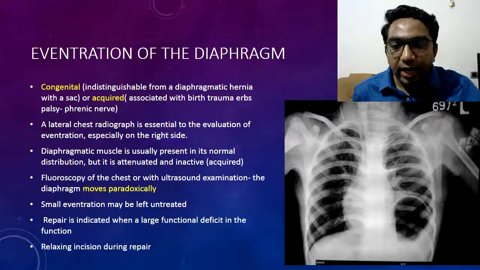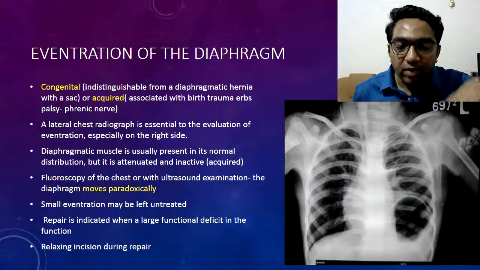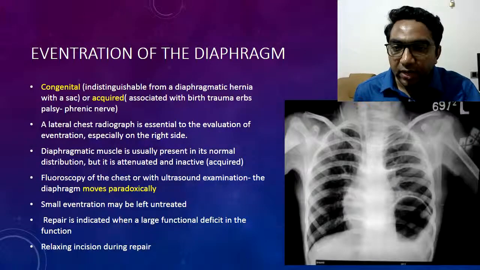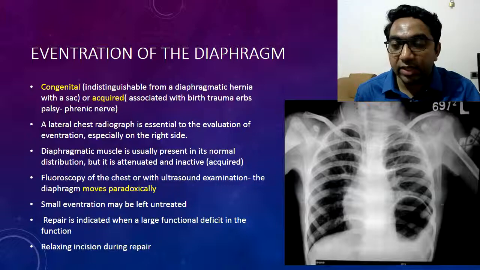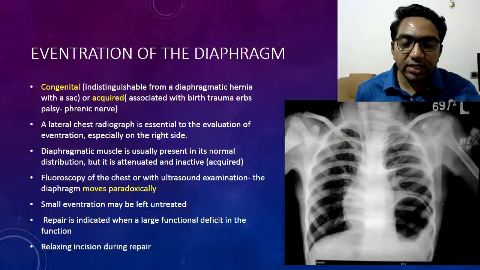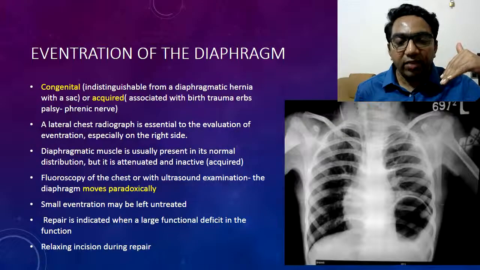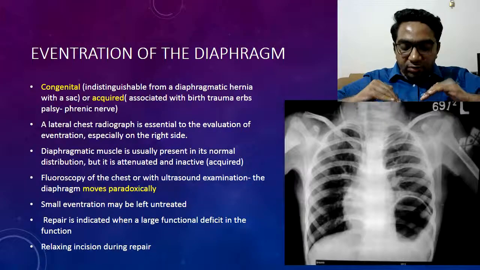So it will appear like a diaphragmatic hernia. But actually the diaphragm is not torn. There will be a membrane over it. The diaphragmatic muscle is usually present in its normal distribution, but it is attenuated and inactive in the acquired form. A lateral chest radiograph is essential for the evaluation of eventration, especially on the right side. On fluoroscopy of the chest with ultrasound examination, the diaphragm moves paradoxically. When there is negative intrathoracic pressure in inspiration, the diaphragm moves upwards in case of eventration. Normally, in respiration, the diaphragm moves downwards.